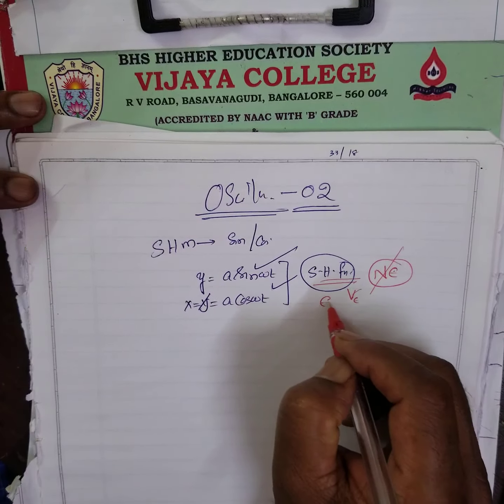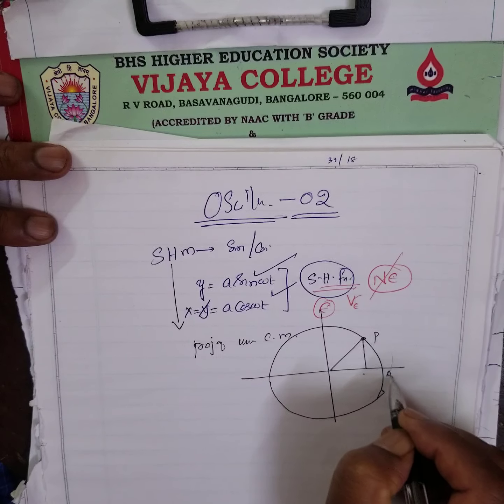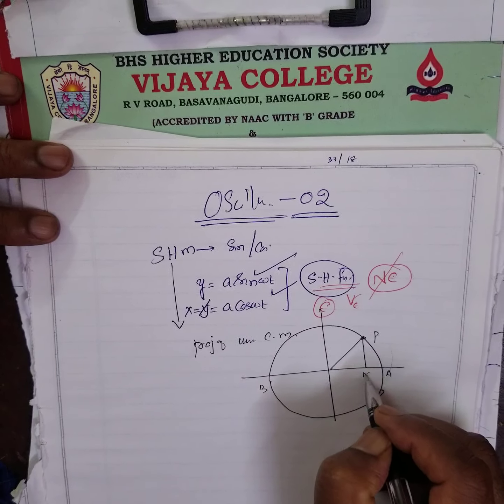Another thing: simple harmonic motion is also called the projection of uniform circular motion on the diameter. So it is a circle, and the particle is moving around the circle like this. What is the shadow of P on the diameter AB? This is M.